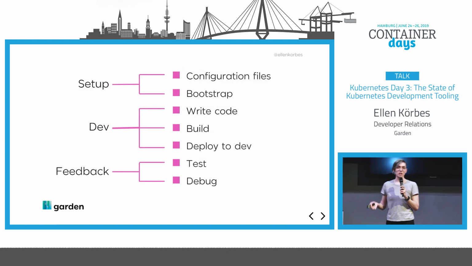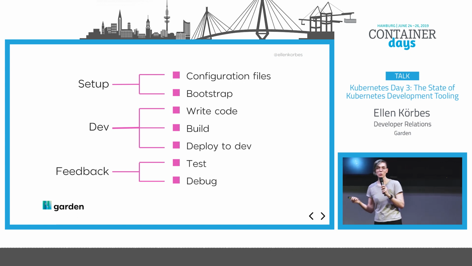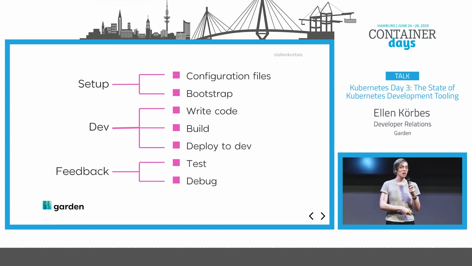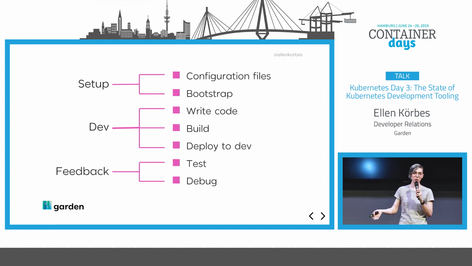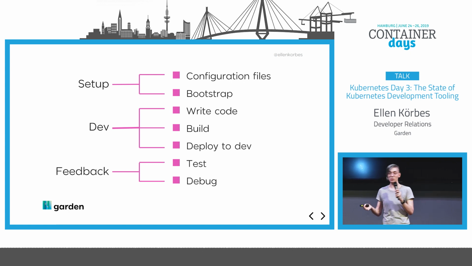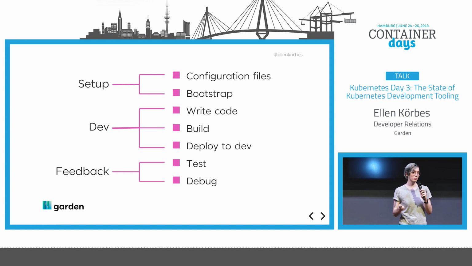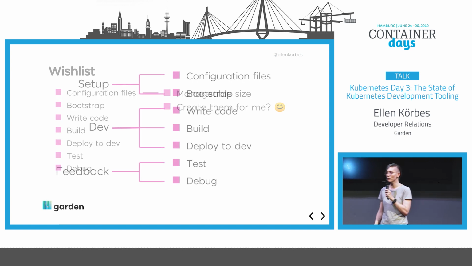So there are three different stages that we need to be concerned with. The setup, so my config files, and maybe I'm gonna work on an application that requires a database, and before I can play around with my application, I need to put some tables in the database, which is what I'm calling bootstrapping. Then there's the development cycle, where you write your code, build, deploy to your development cluster, and see what happened. And then there's the feedback, when you either test things manually or some tests run, and then you debug your application in some way or another when it doesn't work quite how you want it.